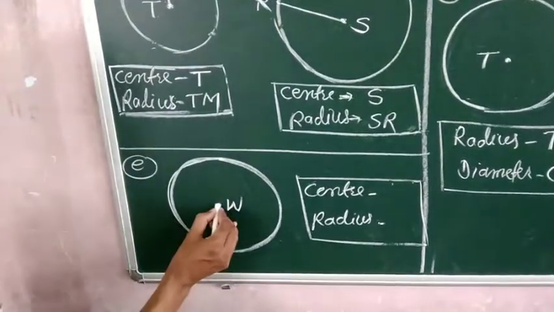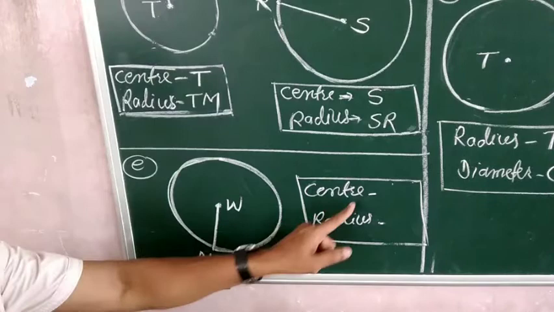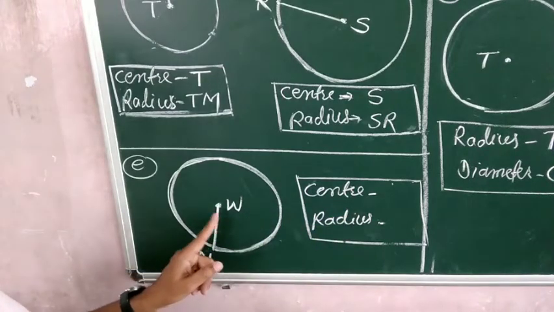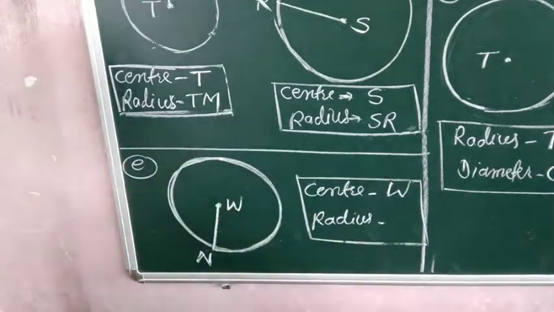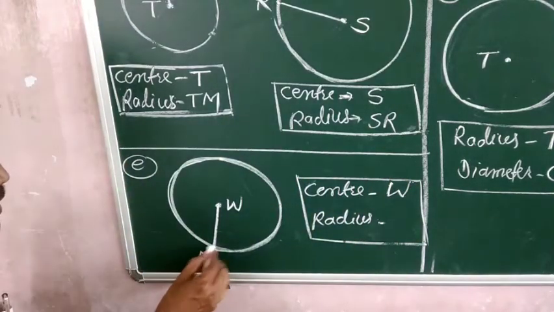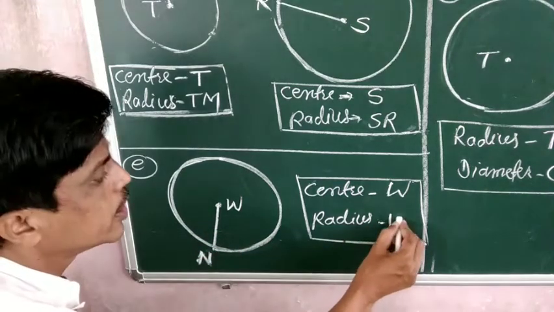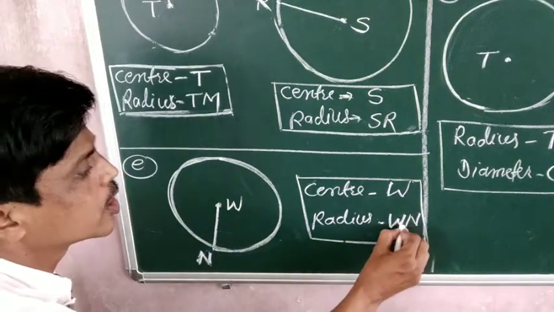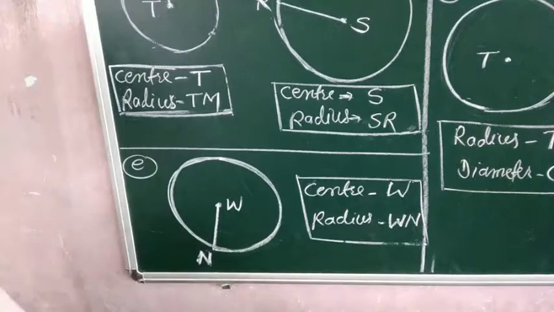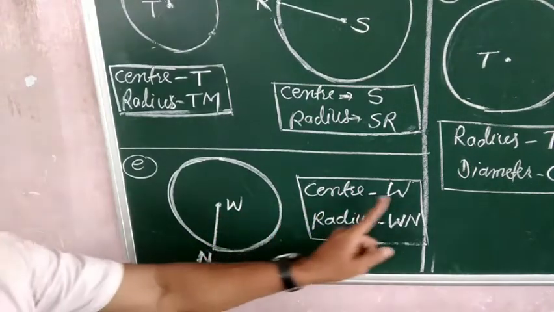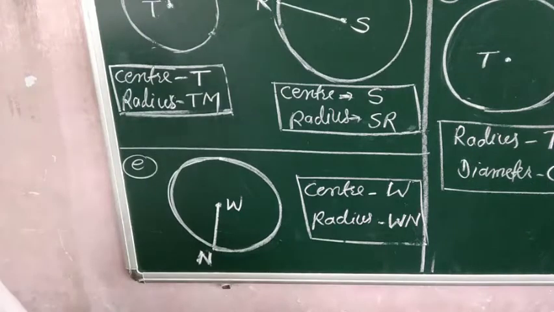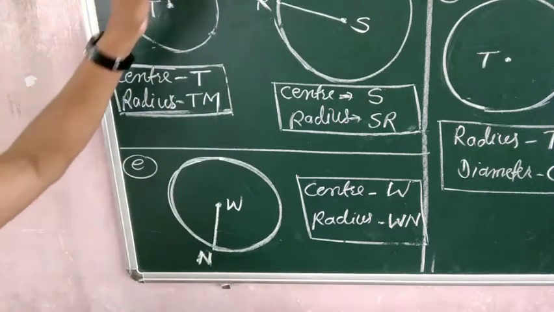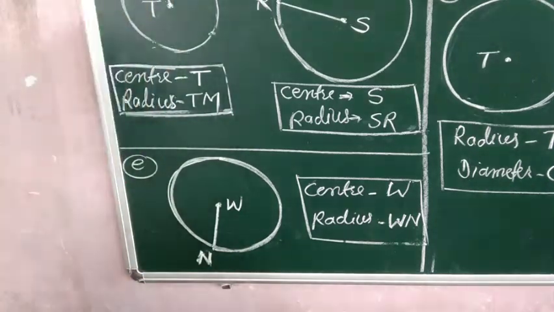Now come to circle E. Center and radius: W is your center point, and then see it is N. So WN is your radius. Once again, center W and WN is your radius. Like this we write the name of the center and the name of the radius in the given circles.